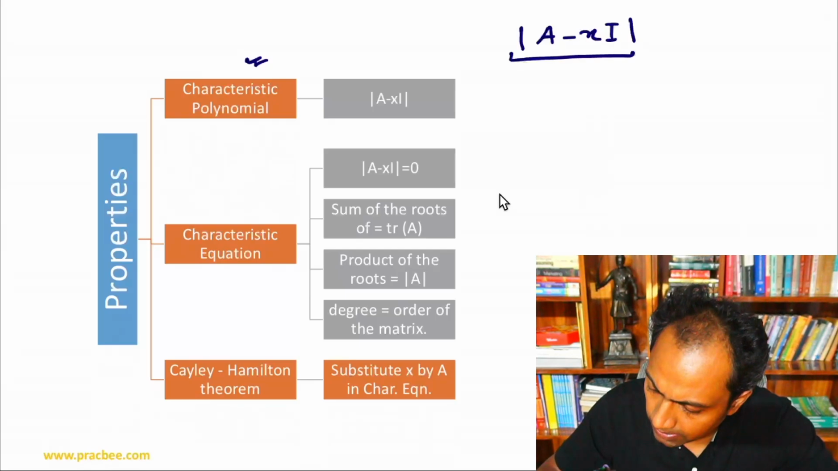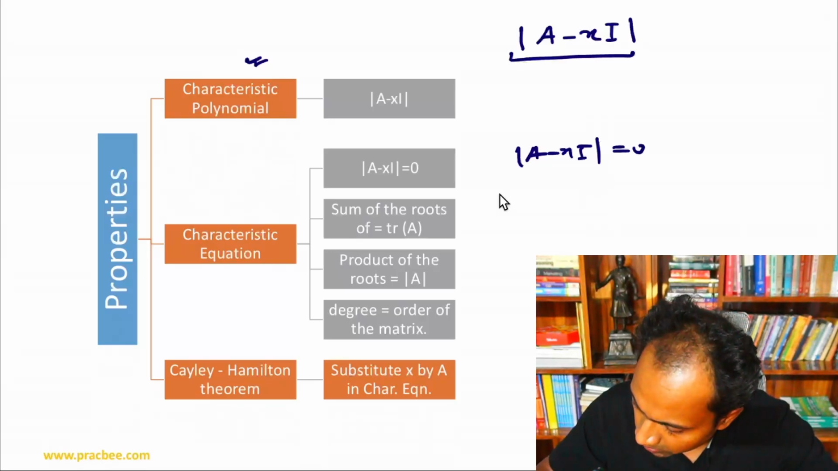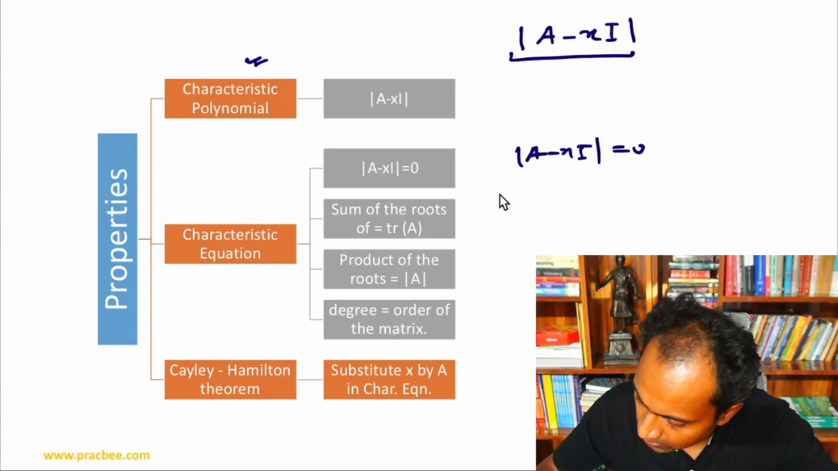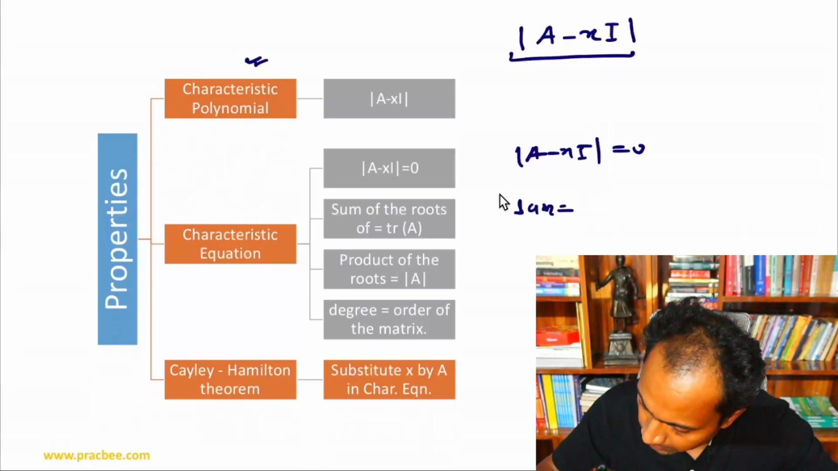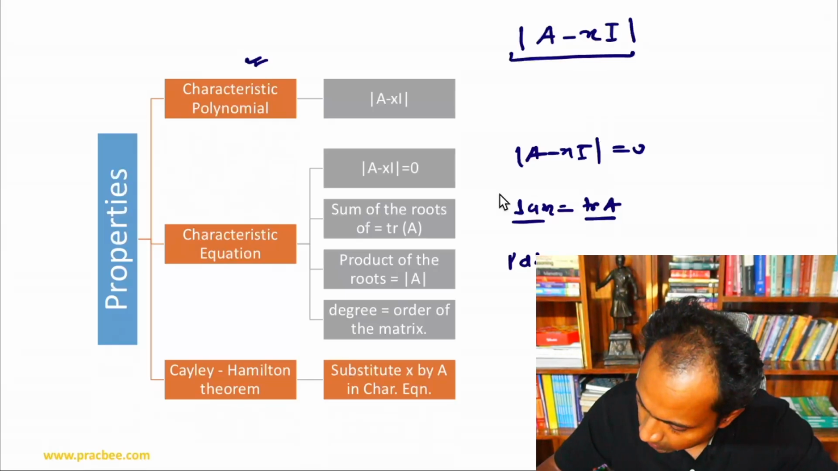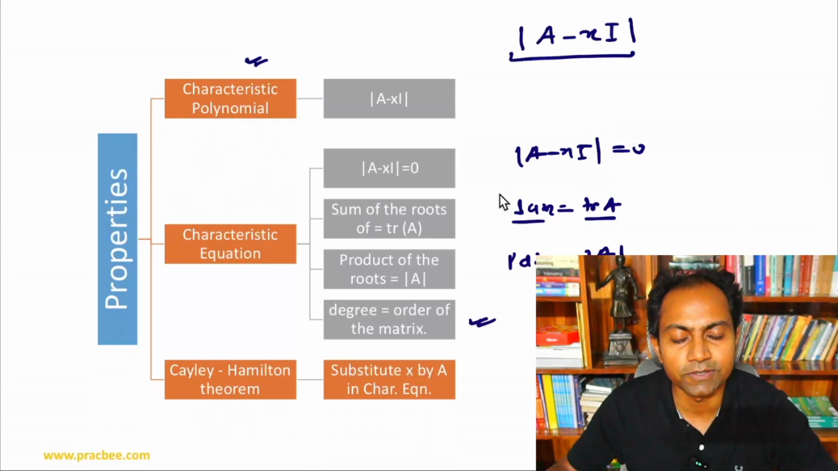Now if I take this polynomial and equate it to 0, what you are going to get is a characteristic equation. In this equation, the sum of roots will be equal to the trace of A. The product of roots, if I find, would be equal to nothing but the determinant of A. The degree is equal to nothing but the order of the matrix.